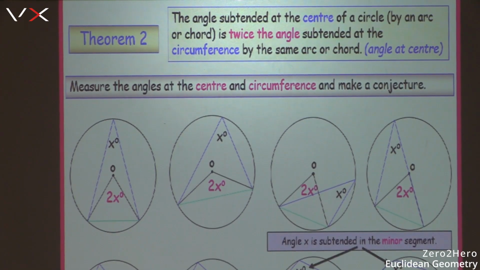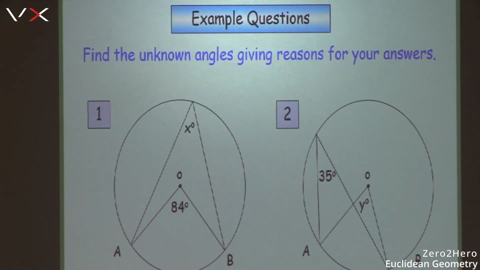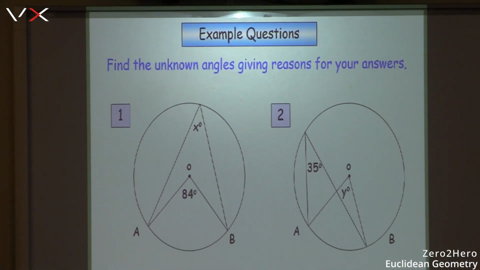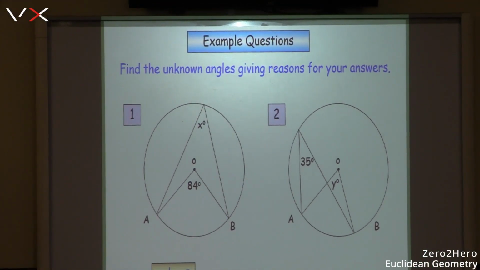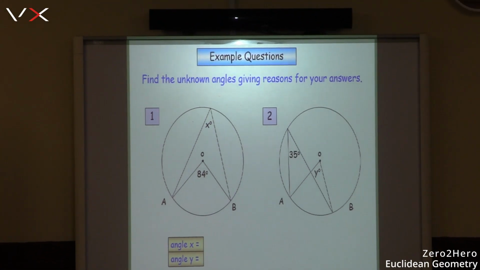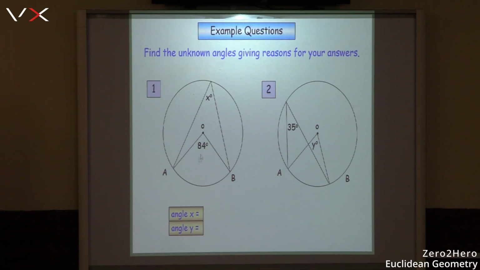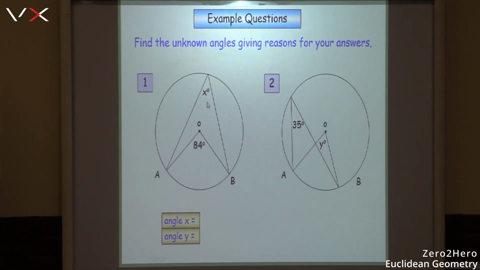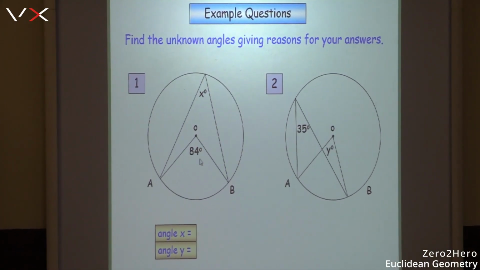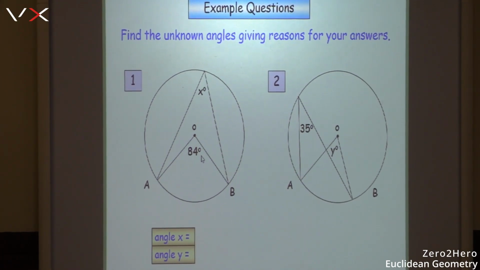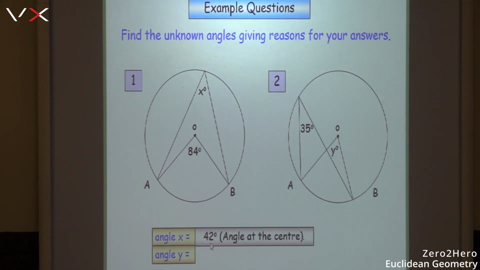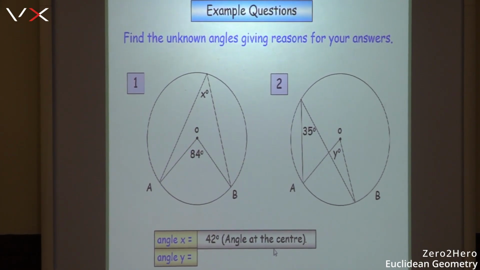I want us to take a few problems on this. Find angle x there. What is it that I notice? I notice the theorem. This is the angle at the center, that is the angle at the circumference. Which one will be big? The one at the circumference or the one at the center? Yes, the one at the center. If this is 84, what is x? It will be half of that, which is 42. Angle x will be equal to 42, reason: angle at the center.